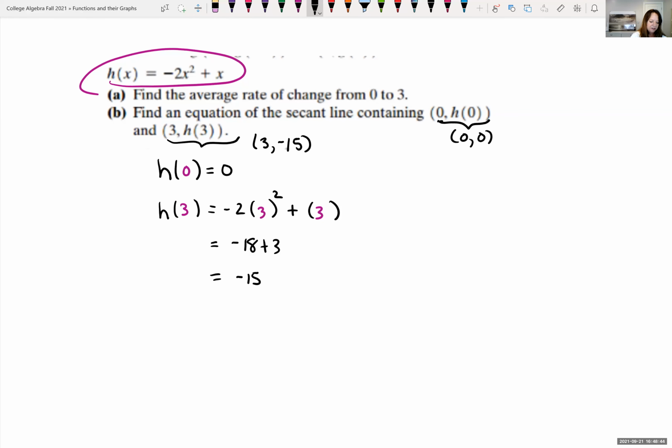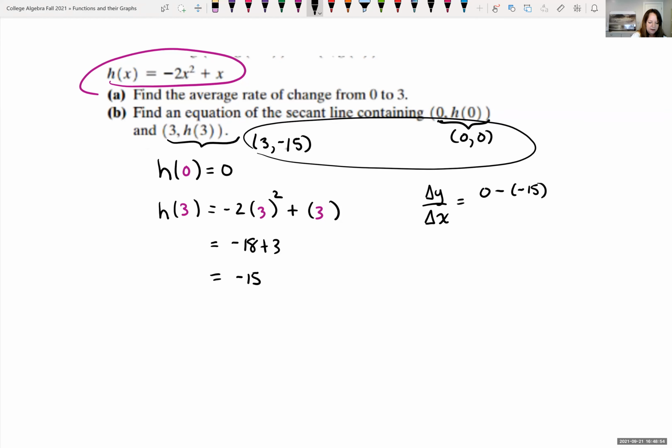So to find the average rate of change, I need to look at the change in y all over the change in x. So I have 0 minus a negative 15, all over 0 minus 3. So 15 divided by negative 3 gives us negative 5. So there's our average rate of change.